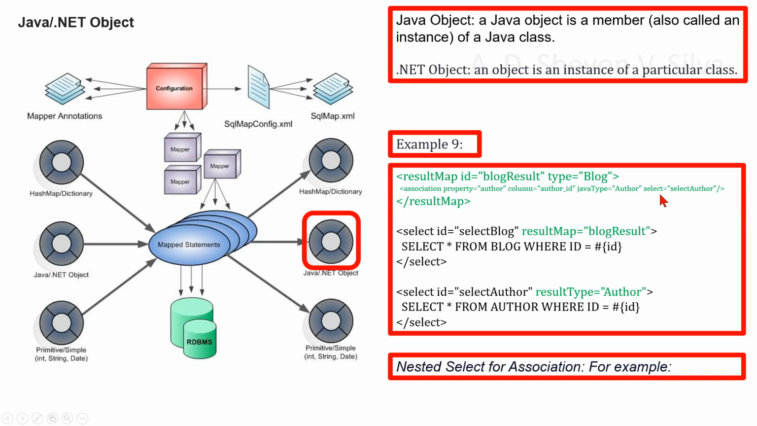Select: the ID of another mapped statement that will load the complex type required by the property mapping. The values retrieved from the column attribute will be passed to the target select statement as parameters. A detailed example follows this table. To deal with composite keys, you can specify multiple column names to pass to the nested select statement by using the syntax column={prop1=col1,prop2=col2}. This will cause prop1 and prop2 to be set against the parameter object for the target nested select statement.